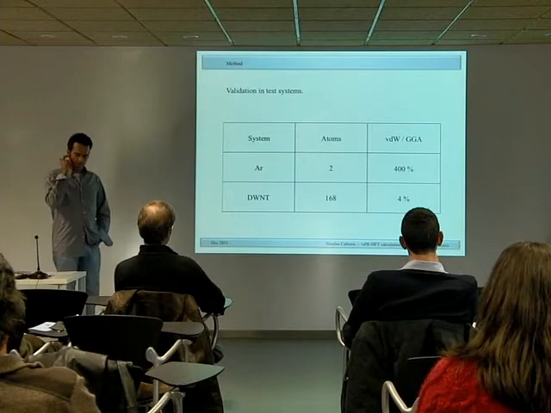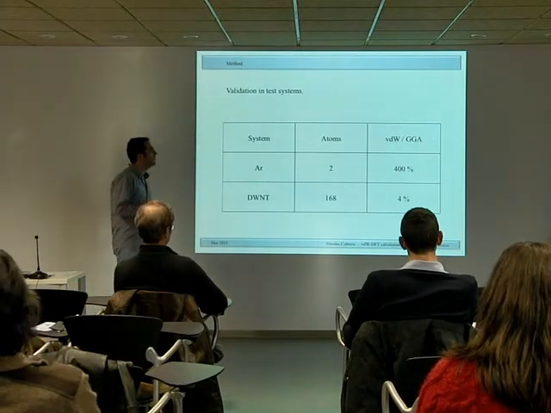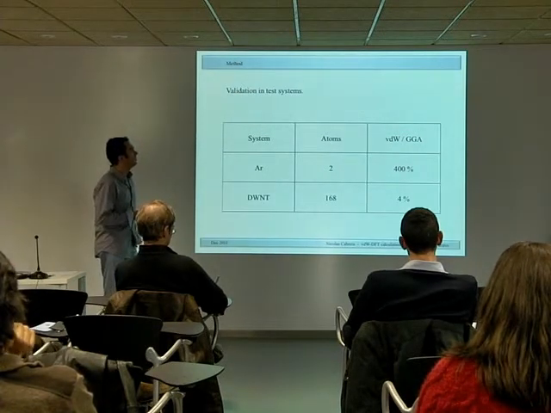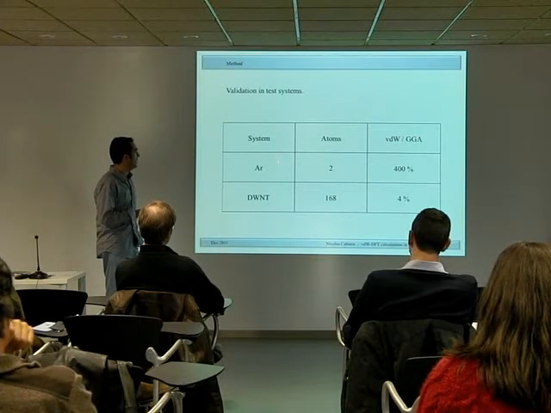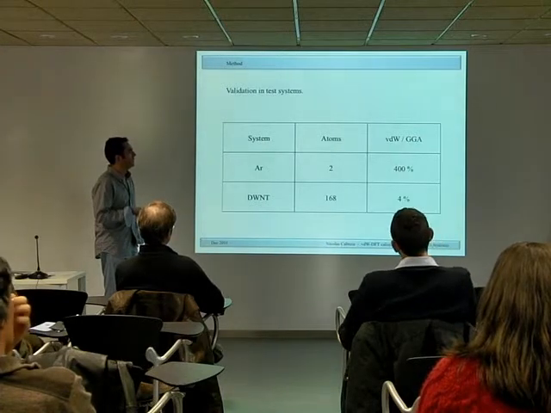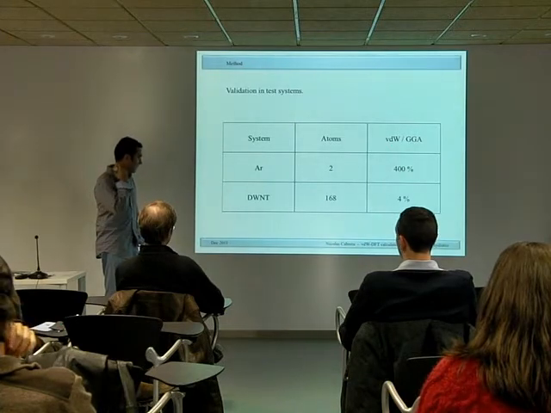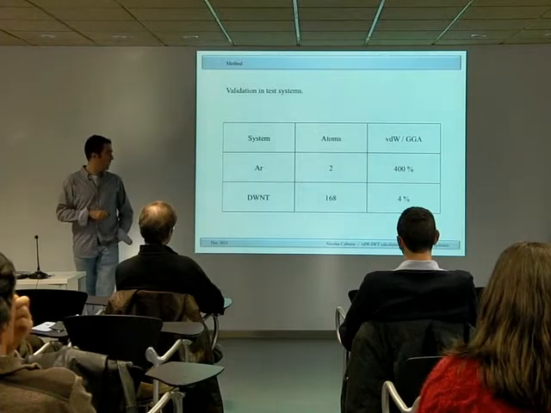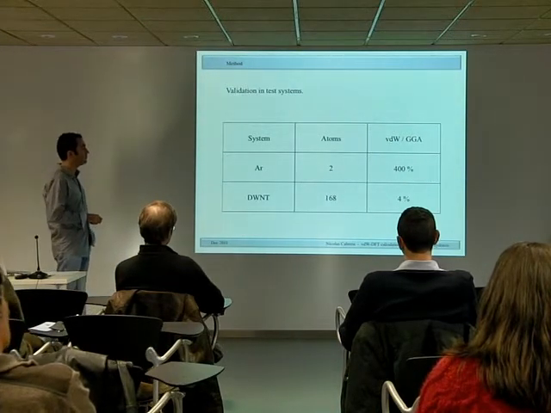I want to say something about what efficient means. If we put our attention on the extra time we need to use van der Waals instead of the generalized gradient approximation, we see that for a small system with two atoms, the diameter of carbon, the increase of time is very high. But if we use a big system, in this case a double-wall chiral nanotube with 168 atoms, we see that the overhead is very low.